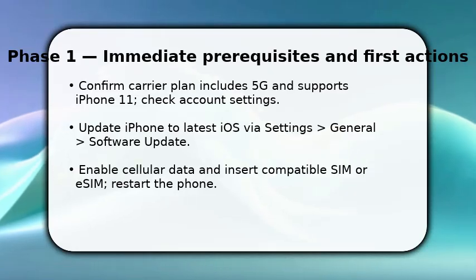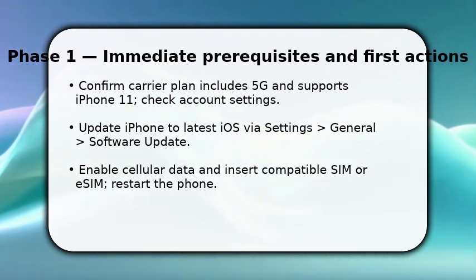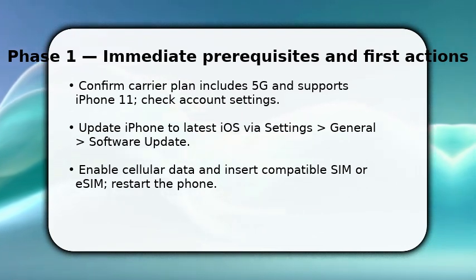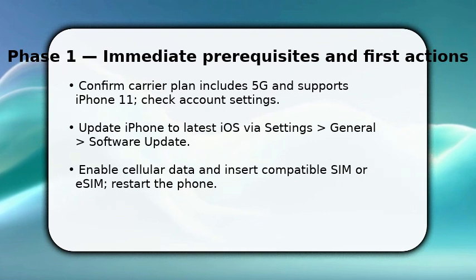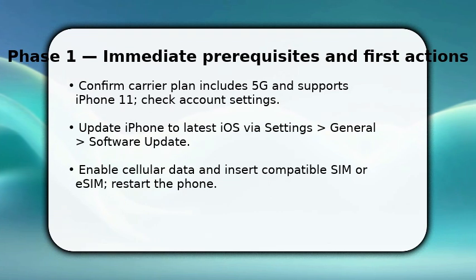You start by confirming prerequisites. Make sure your carrier plan includes 5G and that your account is provisioned for it. Once done, update the iPhone 11 to the latest iOS. This ensures radio firmware and network profiles are current. Next, enable cellular data and install a carrier-compatible SIM or configure an eSIM, then restart the device.